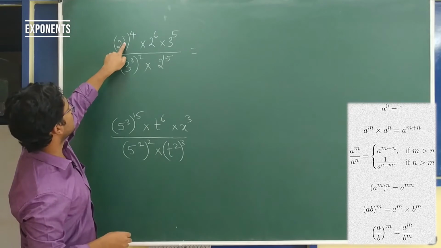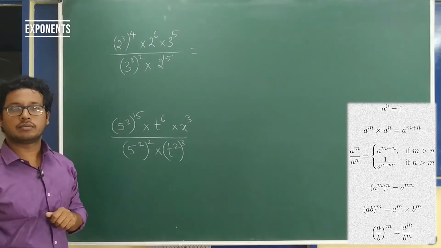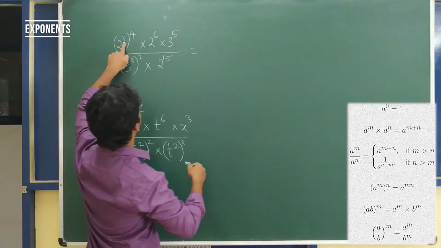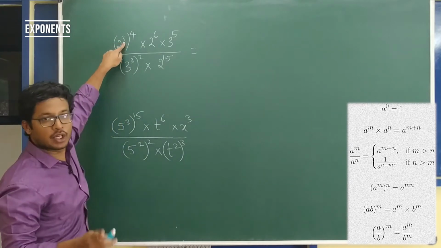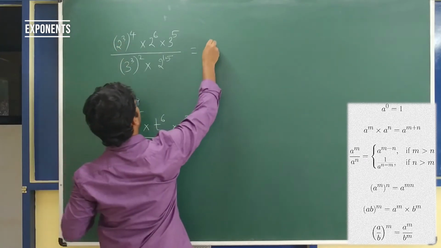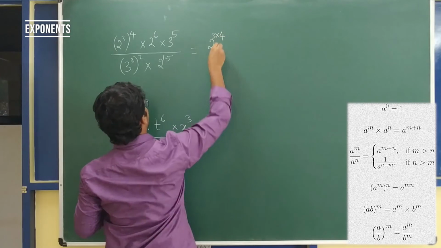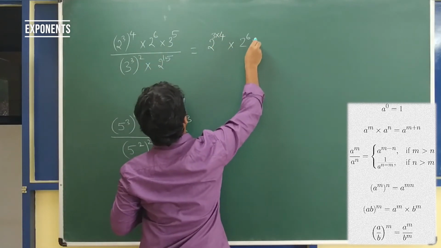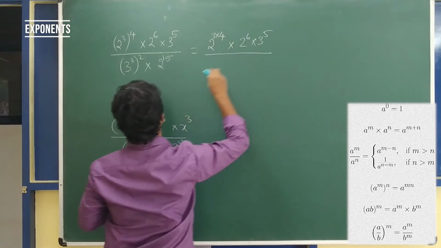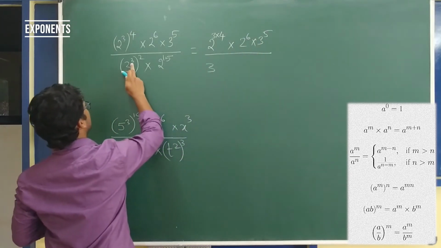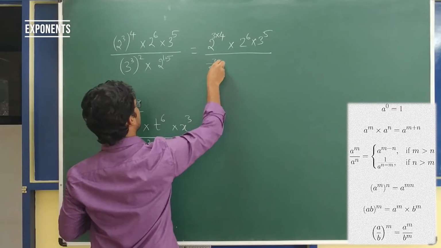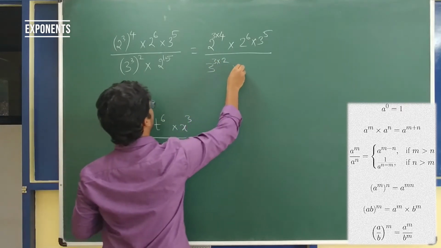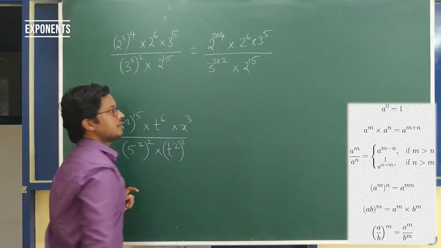So it is 2 raised to 3 whole raised to 4. So 2 raised to, this will become (a raised to m) whole raised to n, which is a raised to m into n. So this will become 2 raised to 3 into 4, which will be 12, and the remaining terms I'll keep as they are. So it is 2 raised to 6 into 3 raised to 5 divided by 3 raised to 3 into 2, into 2 raised to 15 as it is.